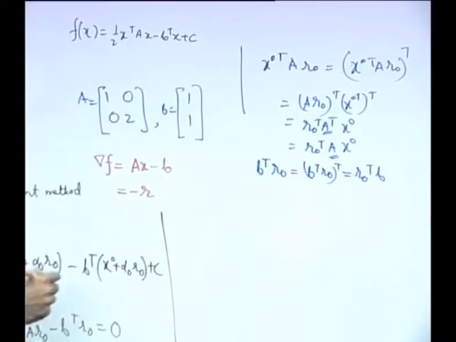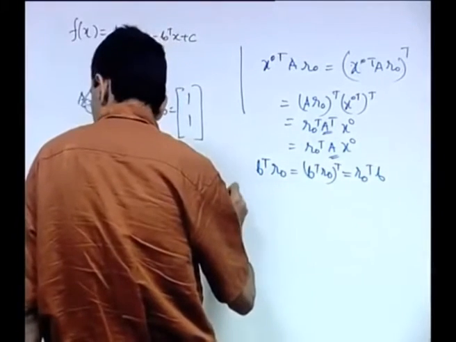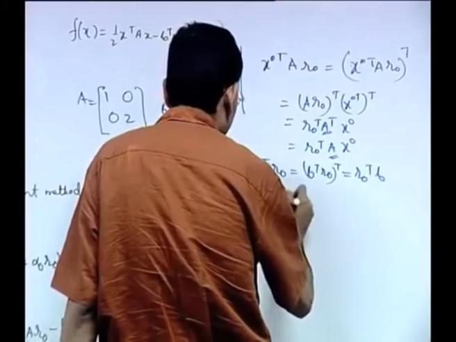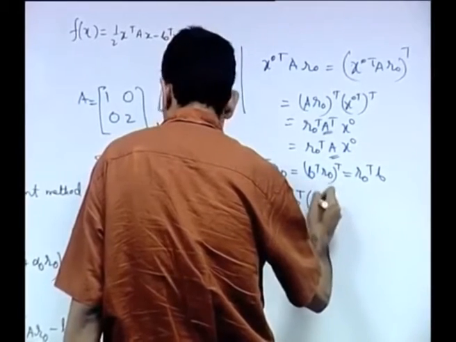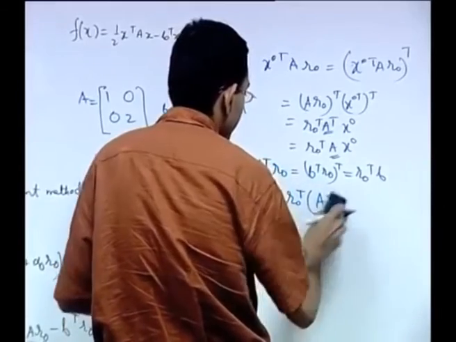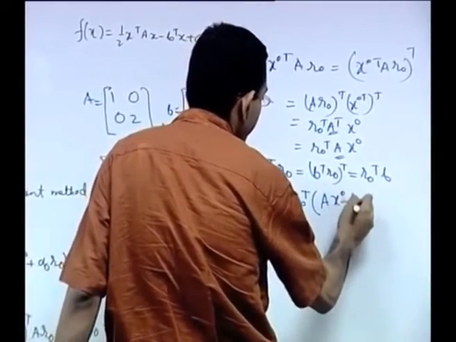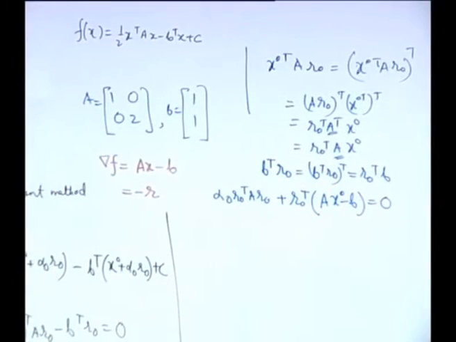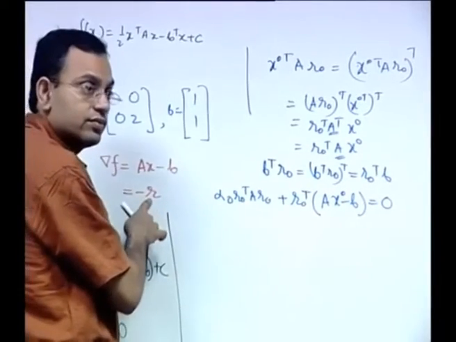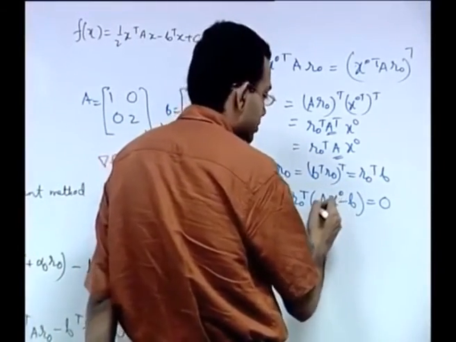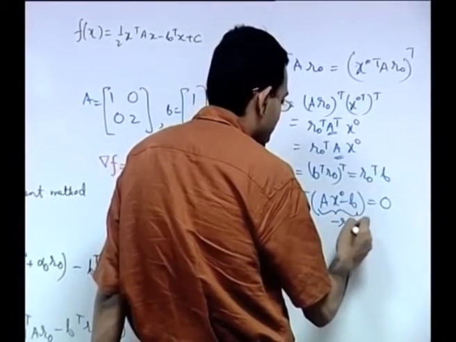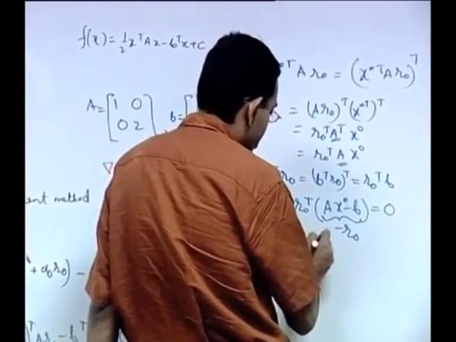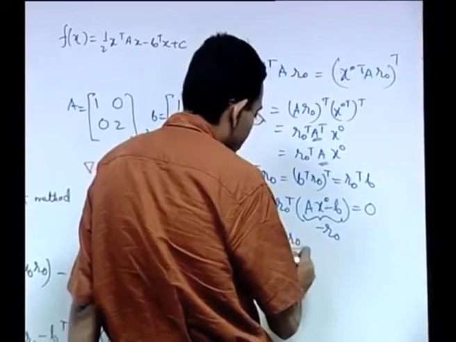So if you combine all these, what you get is alpha 0 r0 transpose A r0 plus r0 transpose (A x0 minus b) is equal to 0. What is A x0 minus b? That is equal to minus r0, because Ax minus b is minus r. So this is minus r0. Therefore, alpha 0 is r0 transpose r0 by r0 transpose A r0.